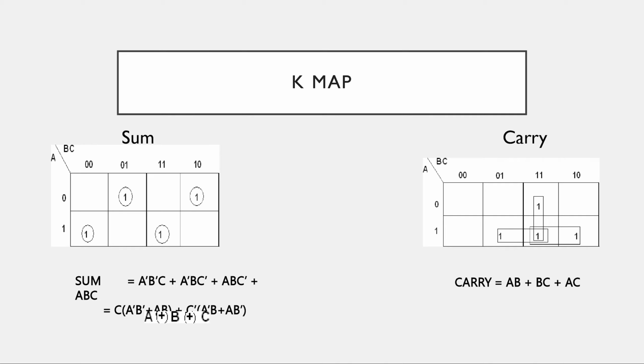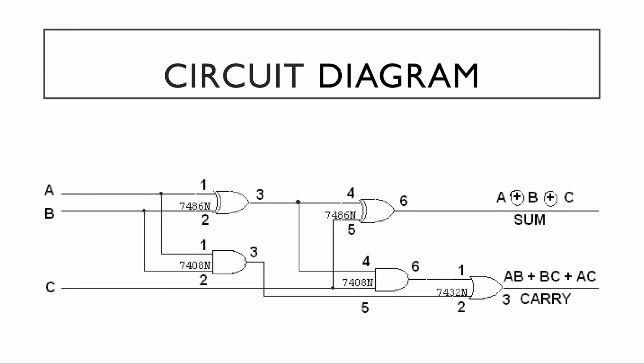Here's the simplified version of the formula: C of (A' B' plus A B) plus C' of (A' B plus A B'). And the formula for carry is AB plus BC plus AC. And here's the circuit diagram of full adder.